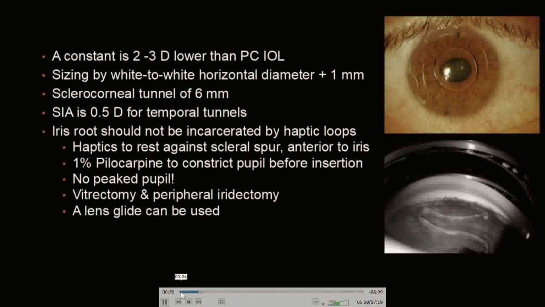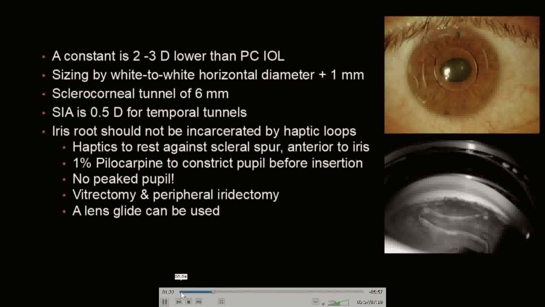Sizing is the most important factor in minimizing complications. It needs to be 1 millimeter larger than the horizontal white-to-white diameter. The sclerocorneal tunnel is 6 millimeters because these are PMMA IOLs. The iris root should not be incarcerated by the haptic loops, and haptics should rest against the scleral spur anterior to the iris periphery. 1% pilocarpine to constrict the pupil before insertion helps you avoid a pear-shaped pupil.